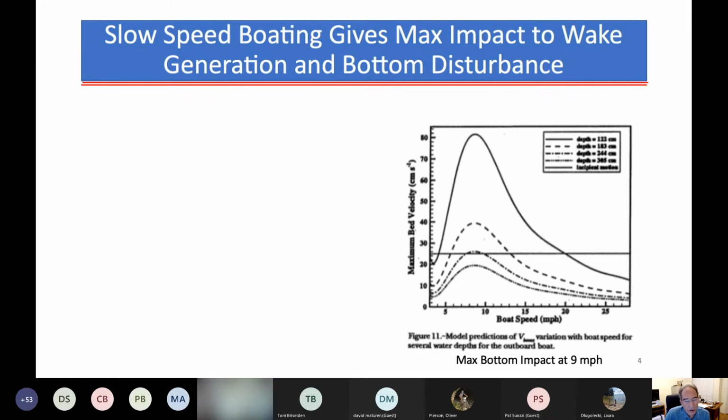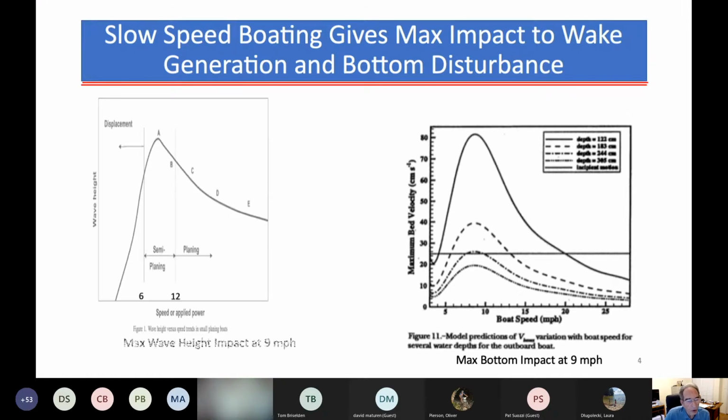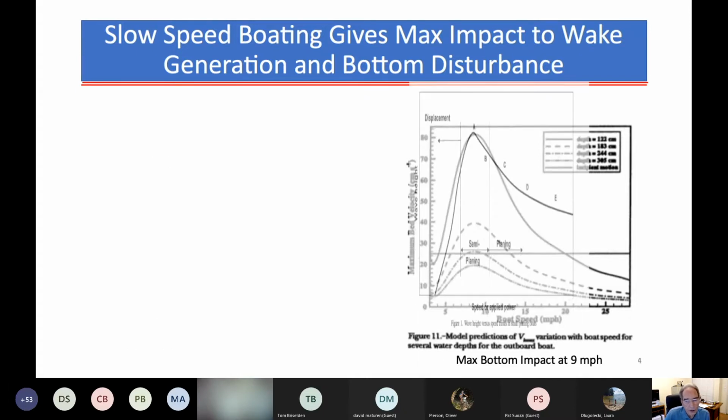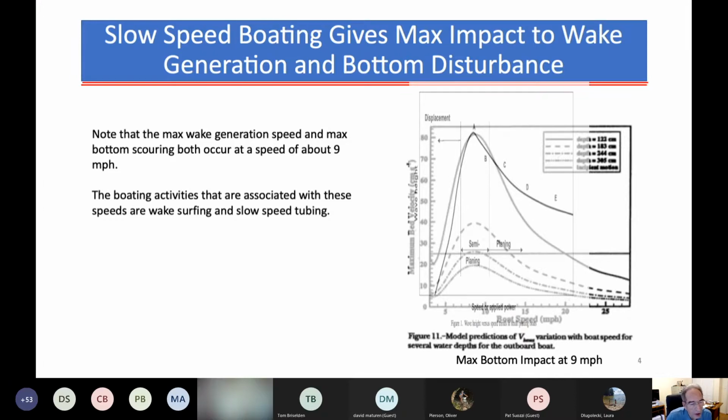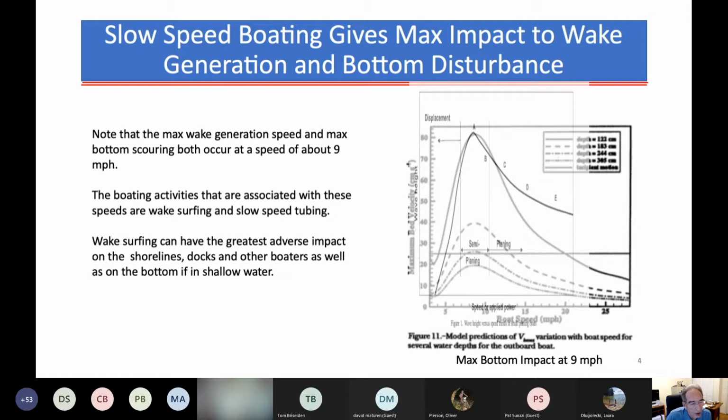Now here's the curve we just saw, and here's the curve that we saw earlier about wave height. And if we superimpose these, it shows that the worst condition happens at the same speed, about 9 miles an hour. So this is sort of a double whammy for this slow speed boating problem. The activities that are associated with these speeds are the wake surfing and slow speed tubing. Wake surfing can have the greatest adverse impact on shoreline docks and other boats, as well as the bottom in shallow water.